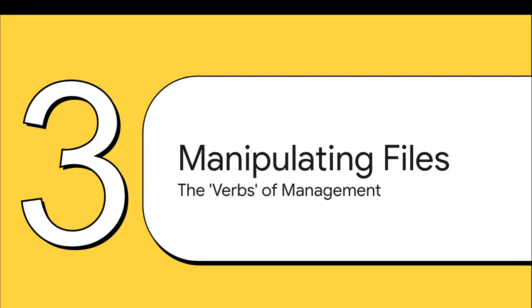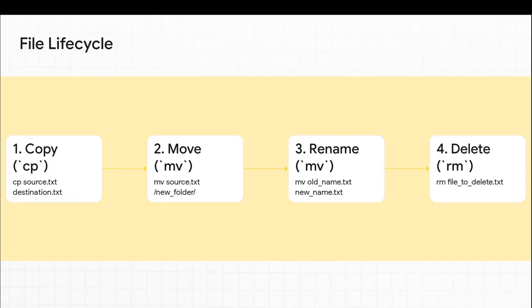All right, so we can see stuff, we can create stuff. Now it's time for the action words, the verbs of file management. These are the commands that let us copy things, move them around, and get rid of them. This basically lays out the whole life of a file on the command line. You use cp to make a copy. You use mv to move it somewhere else. And here's a little pro tip. mv is also how you rename a file. You just move it to a new name in the same spot. And when you're done with it for good, rm is how you permanently remove it.